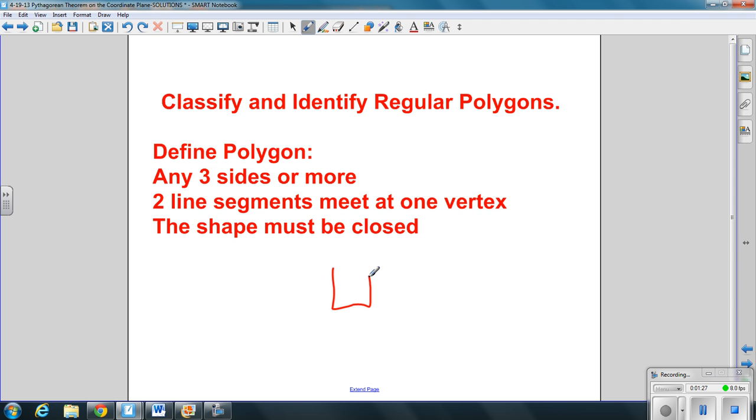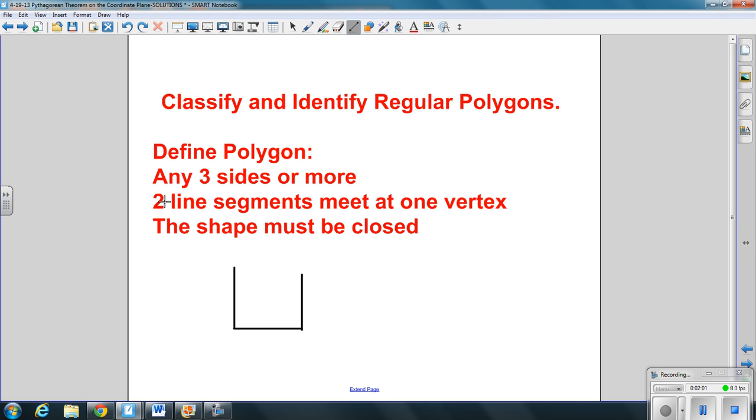Say I'm trying to draw a shape. We have 1, 2, 3. Now all the sides are straight edges, and there are 3 sides. If you notice, here's a vertex. There's 2 line segments that meet, 1 and 2. Here's another vertex right here, and 2 segments meet, 1 and 2.